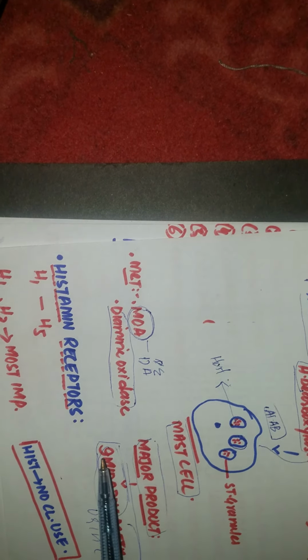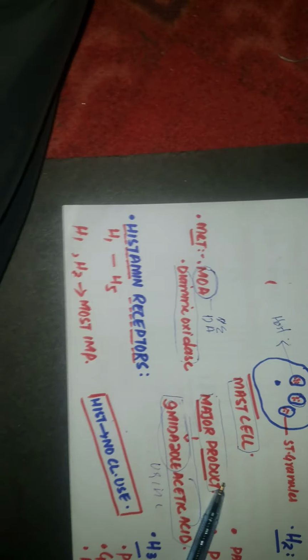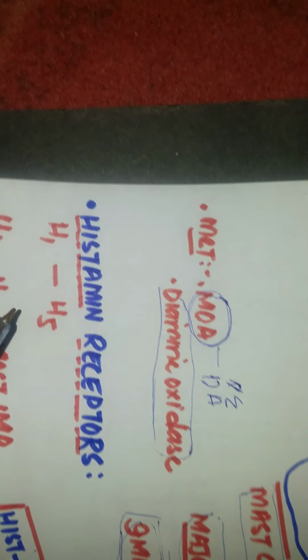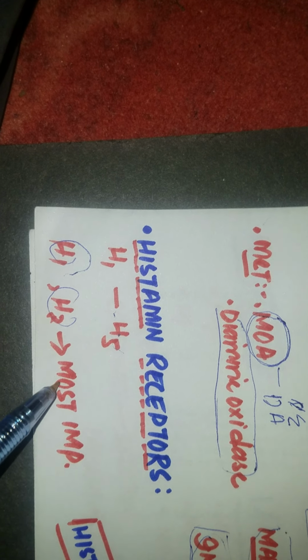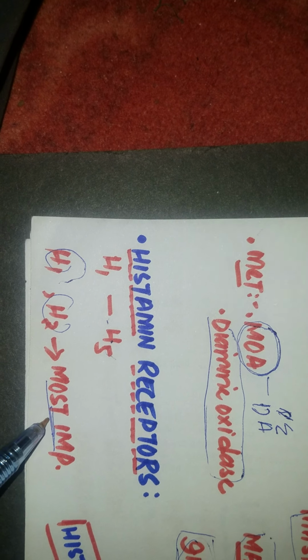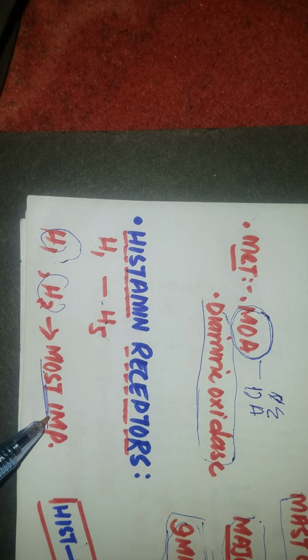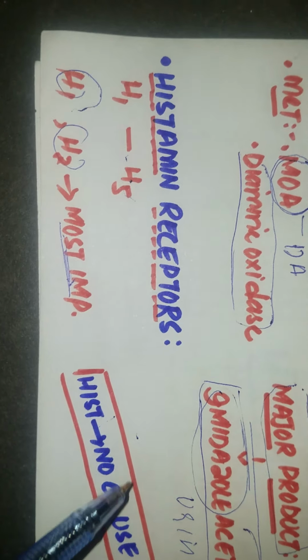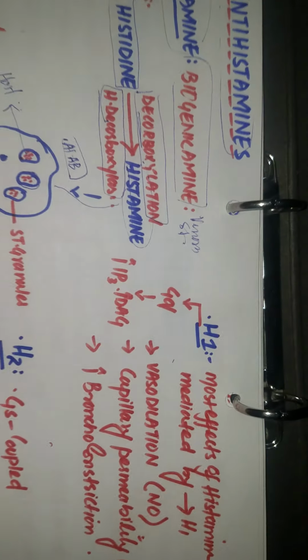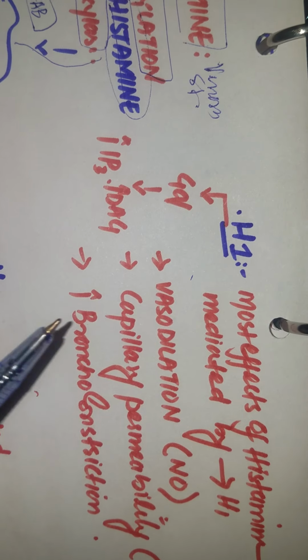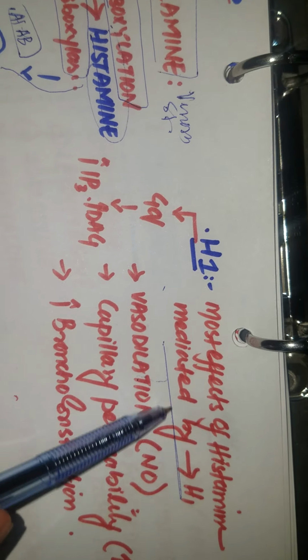Coming towards the receptors of histamine, there are five types of receptors from H1 to H5. H1 and H2 are the most important and mainly located on many organs. Note that histamine has no clinical use. Coming towards the H1 receptors, most effects of histamine are mediated by the H1 receptors.